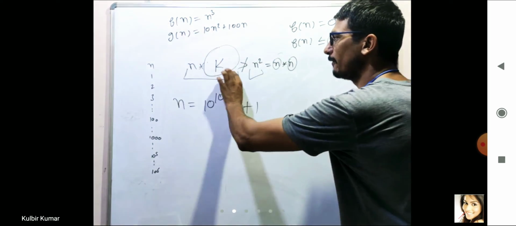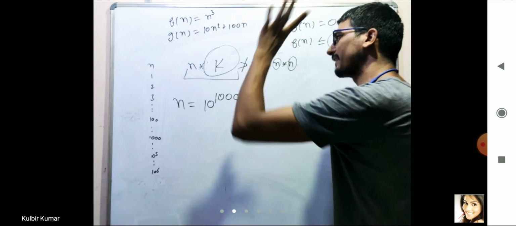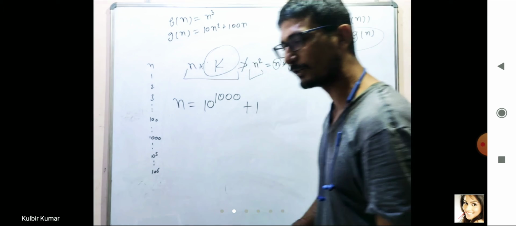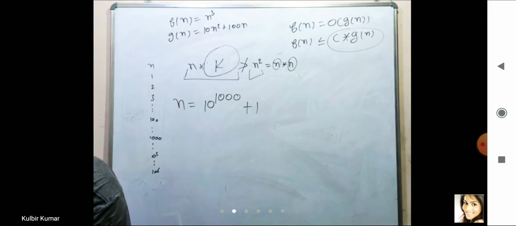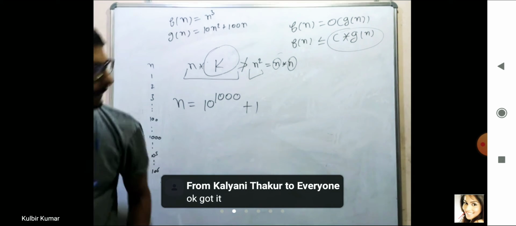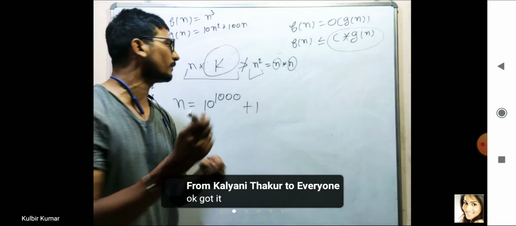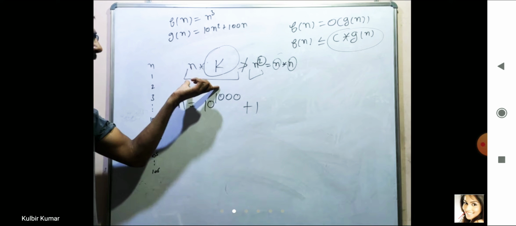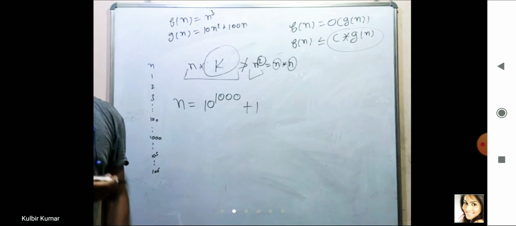Now I will choose such a value of n which is greater than k, so it is n into k, it is n into n, so obviously n square is greater than n into k. Got it? So n square is always greater than n into k. Fine. So simply I want to explain this thing, that when the polynomial is higher, it doesn't matter what constant multiplier you take here, it can never always dominate.